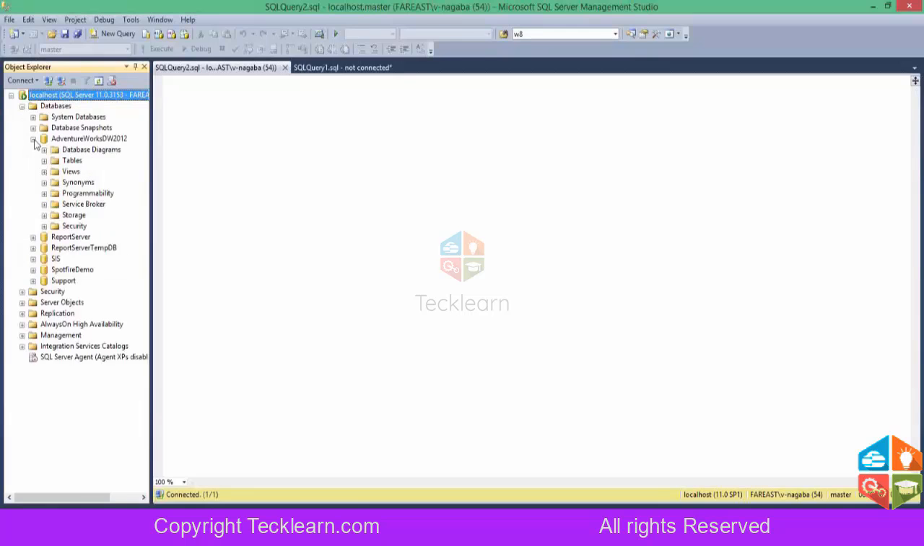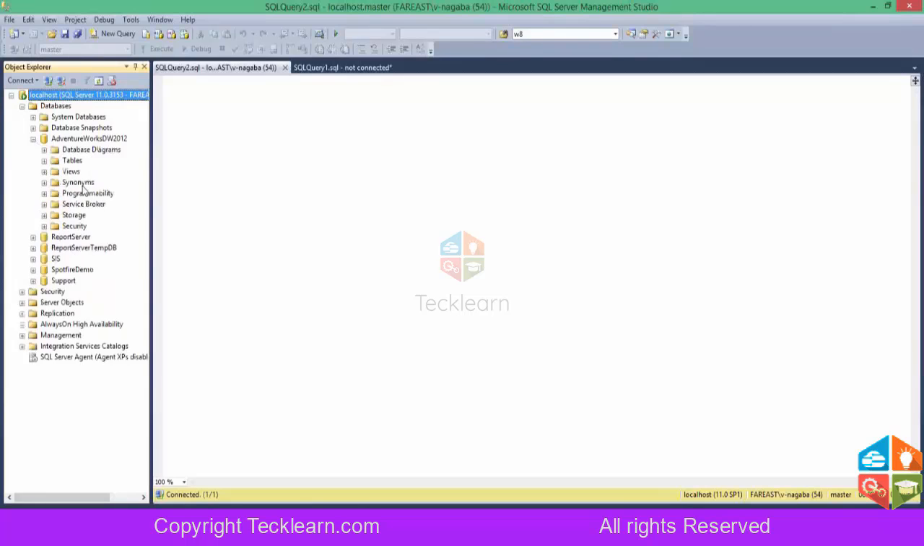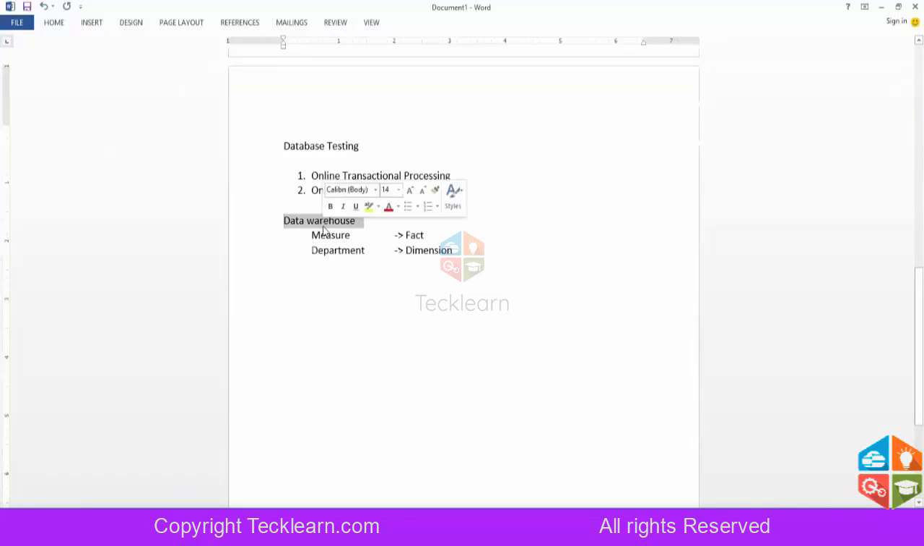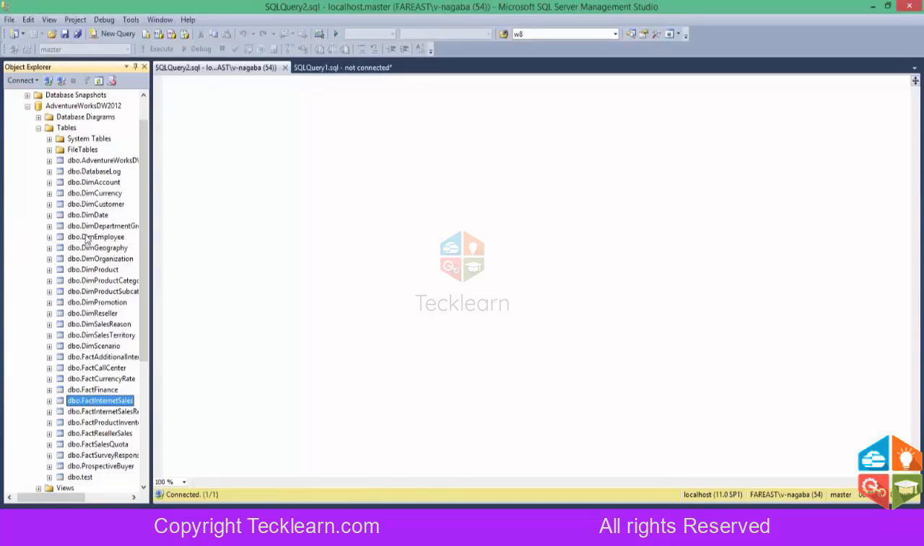AdventureWorks DW, data warehouse. This is an OLAP database which is very elaborate so that I can demonstrate it. As I told you, there will be two entities in a data warehouse model: one is a fact and the other is a dimension. Those things should be identified. Facts will be taken into fact tables and dimensions into dimension tables. Fact tables start with Fact and dimension tables start with Dim. So this is a data warehouse model, and you see a limited number of tables.